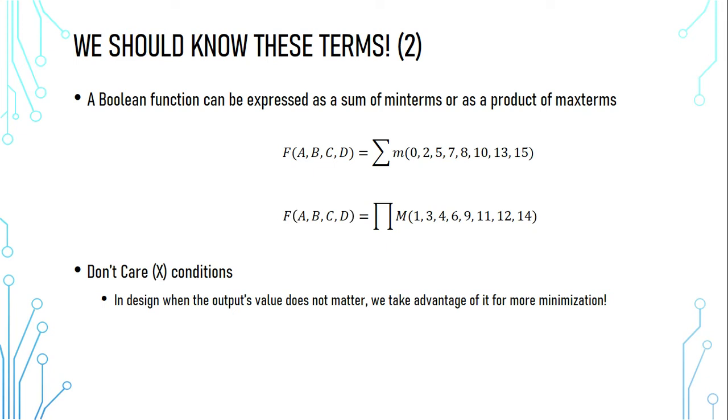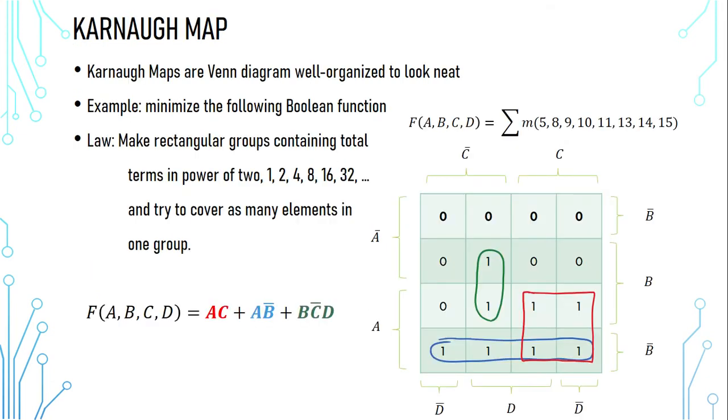Don't care conditions. What are these? In logic circuit design, for some combinations of inputs, it doesn't matter what the output is. These outputs that are neither 1 nor 0 are called don't cares. We usually utilize them for further minimization. For example, we change them to 0 or 1 when we try to make larger rectangles in a Karnaugh map. Karnaugh map. We reviewed all those terminologies to reach this point.